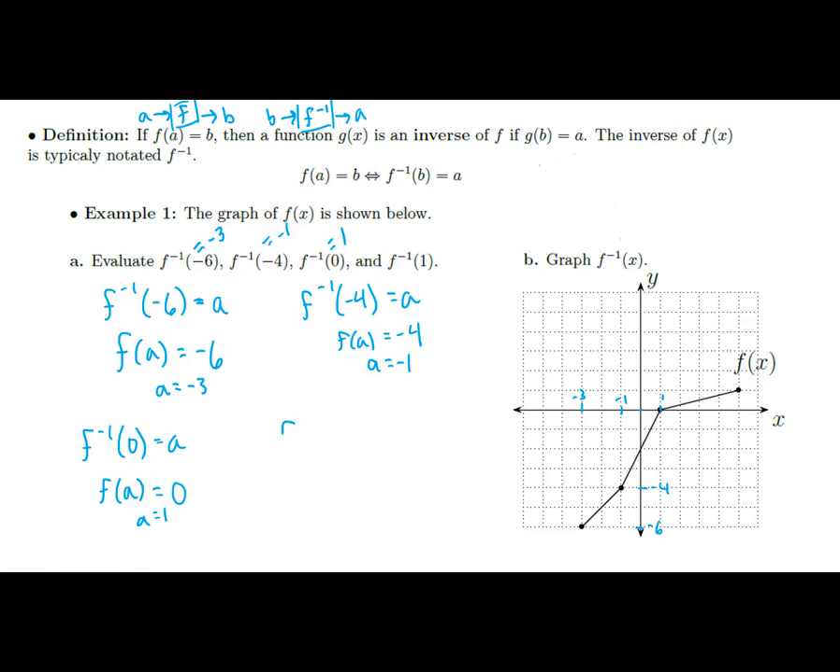And then lastly here, we get the hang of this. f inverse of 1 is equal to a. So that means f of a equals 1. So when does that happen? Well, the y value is 1 on the original graph f when the x value is 5.